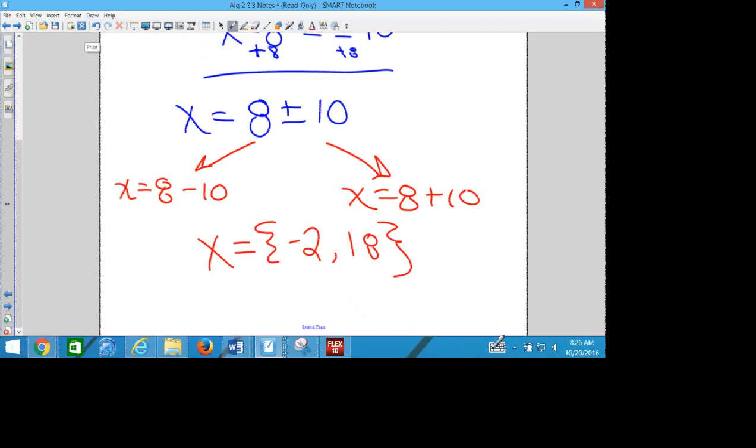So we've already learned how to solve by square roots. We are just factoring it first, then we solve by square roots. So we're combining two things we've already learned.